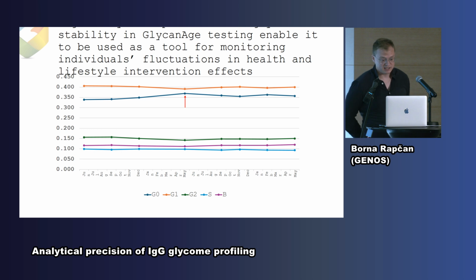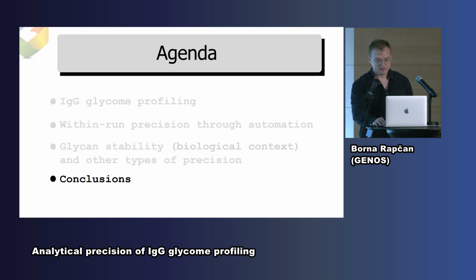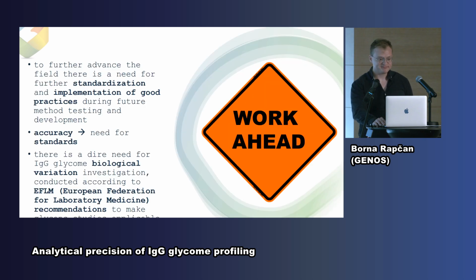So what does this all tell us? It tells us that IgG glycome profiling, and by extension our GlycanAge test, is very precise, analyzing a very stable glycome, and it can be used as a tool for monitoring individuals' fluctuations in health and lifestyle interventions. And finally, I would like to wrap up with my conclusion, and it is these three things.